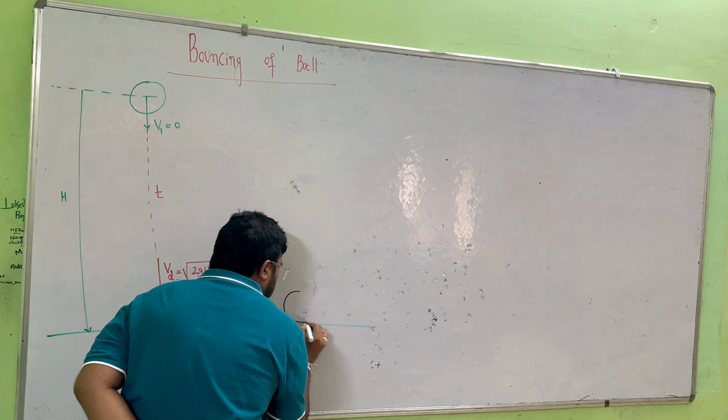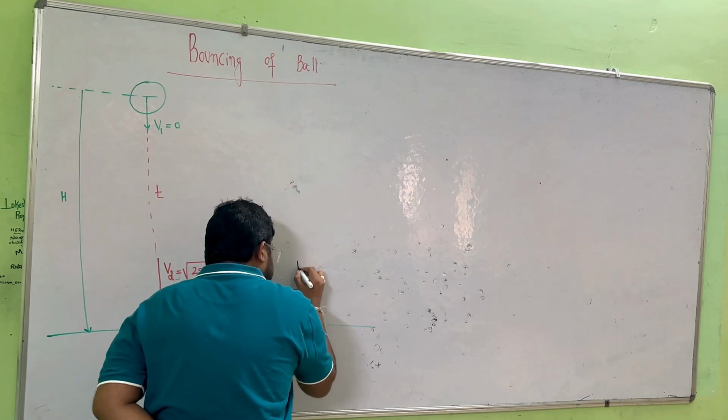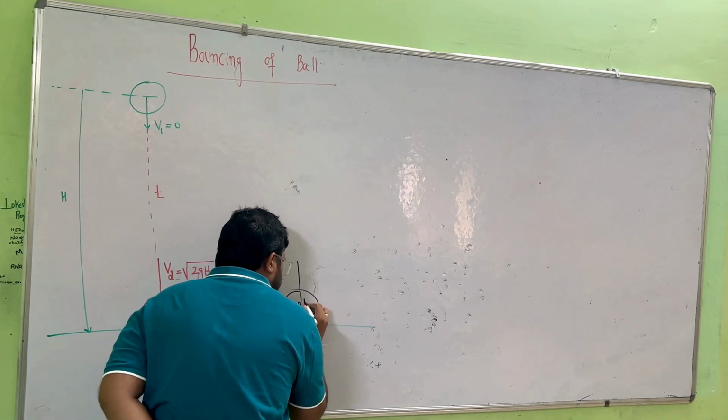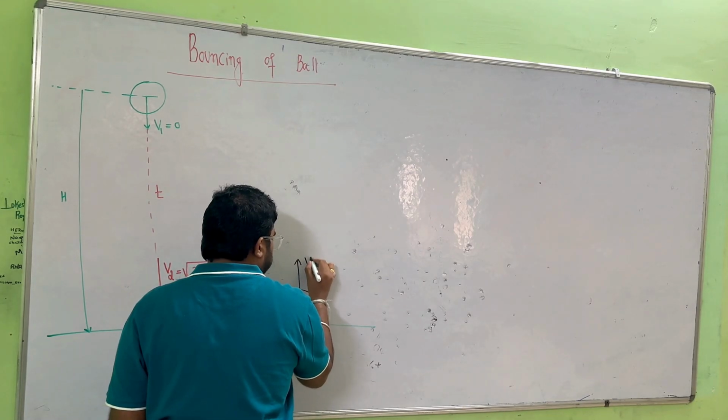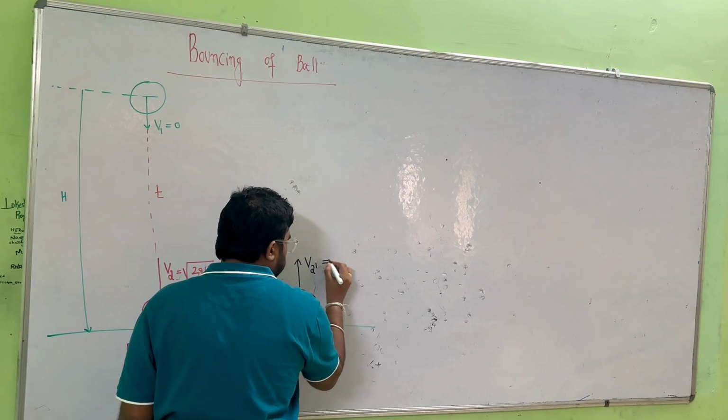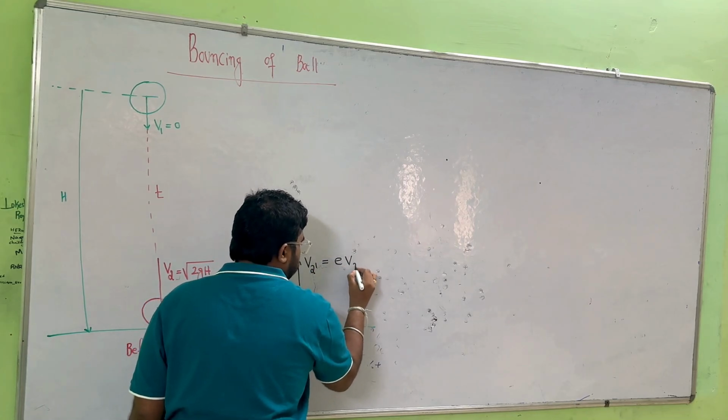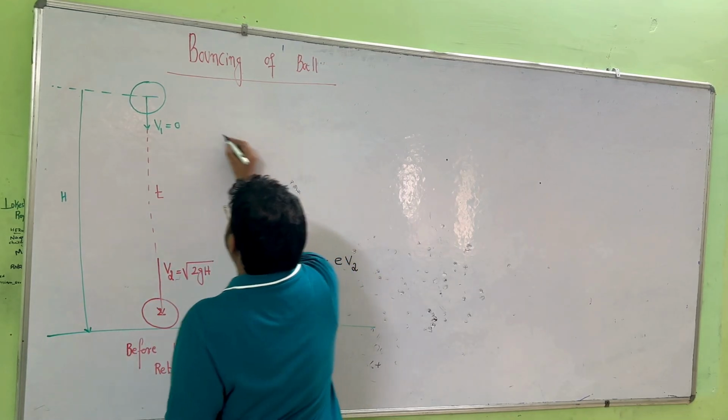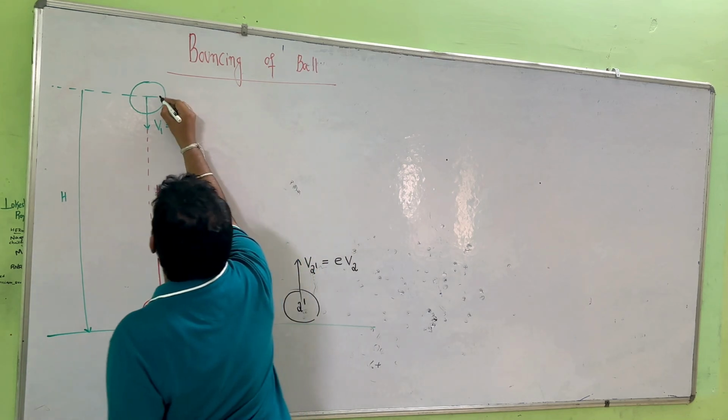After first rebound, this would be position 2 dash. So V2 dash equal to how much? E times of V2.